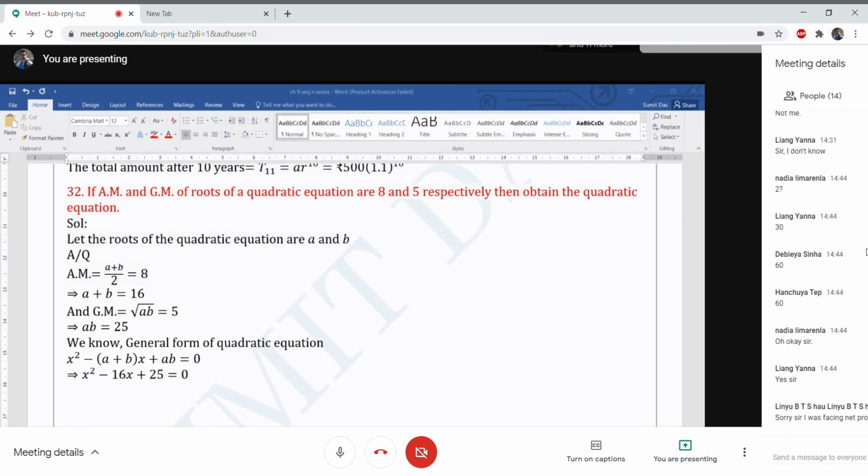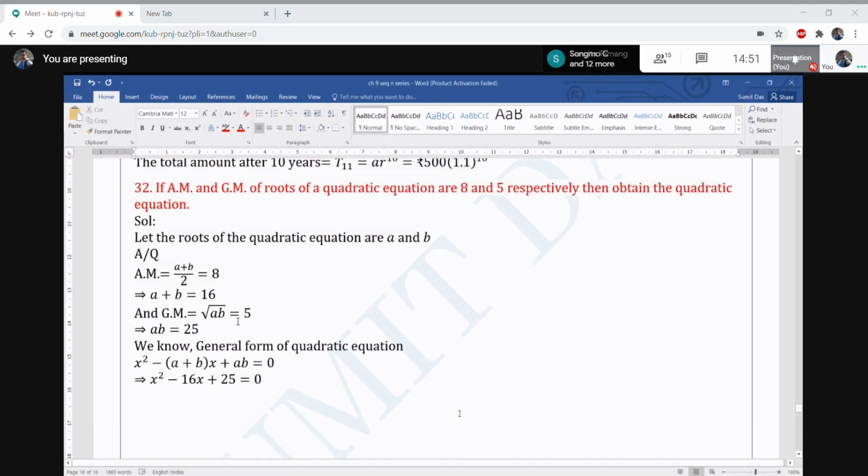So GM we got, square root of ab, which is equal to 5. So if the square root of ab equals 5, then ab will be 5 squared, that means 25.